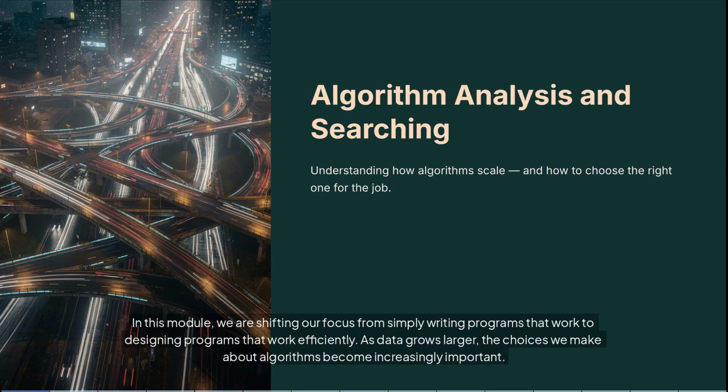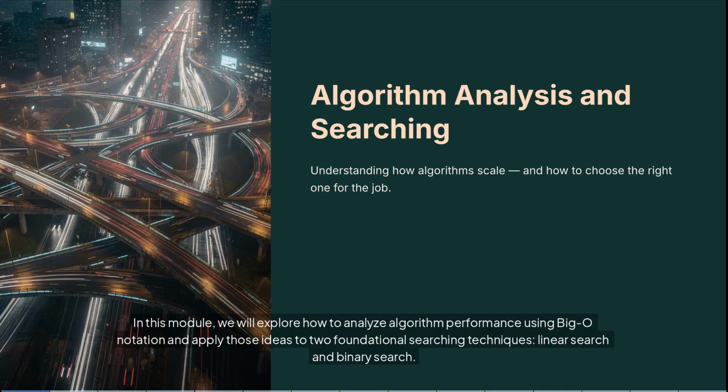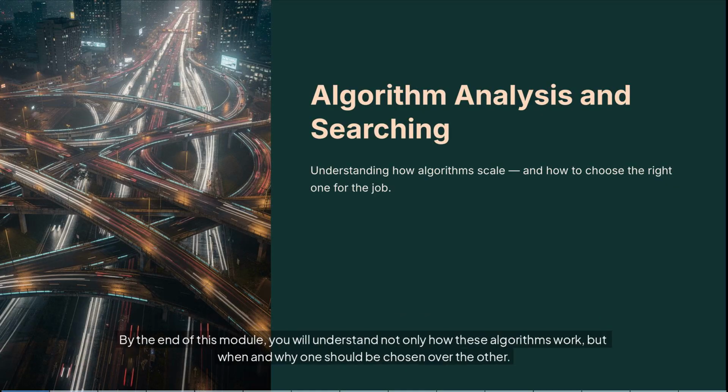In this module, we are shifting our focus from simply writing programs that work to designing programs that work efficiently. As data grows larger, the choices we make about algorithms become increasingly important. In this module, we will explore how to analyze algorithm performance using Big O notation and apply those ideas to two foundational searching techniques: linear search and binary search. By the end of this module, you will understand not only how these algorithms work, but when and why one should be chosen over the other.